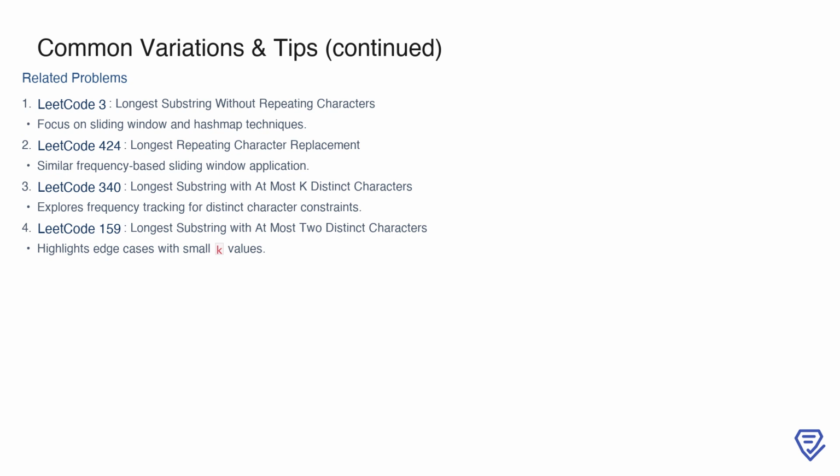LeetCode 340, longest substring with at most k distinct characters, introduces the additional challenge of tracking distinct character counts, while LeetCode 159, longest substring with at most 2 distinct characters, highlights how edge cases like small k values can significantly impact your approach. Studying these problems can deepen your understanding of the patterns and techniques used in substring-focused challenges.